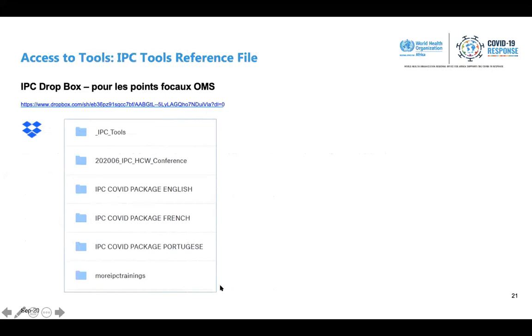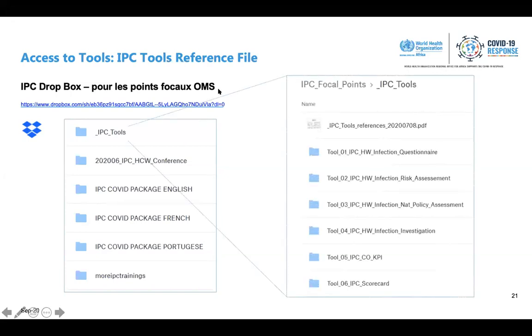And then last but not least, in terms of IPC focal individuals and other individuals in the country, here is an IPC Dropbox whereby all of the different tools can also be identified and utilized. Next slide. And then just to give you a more detailed idea of what's in these actual Dropbox tools, you can see within the IPC tool folder, each of the individual tools that we are going to talk about today are located for your use.